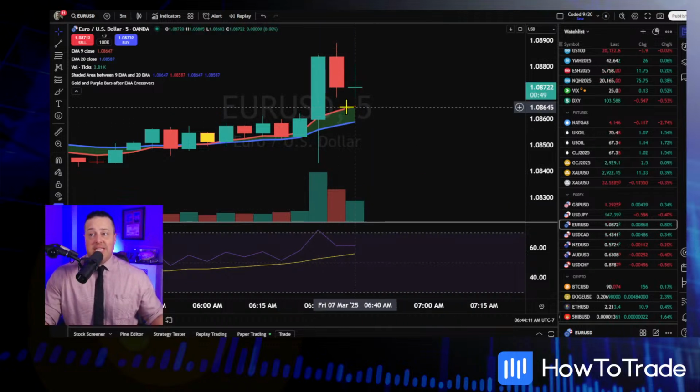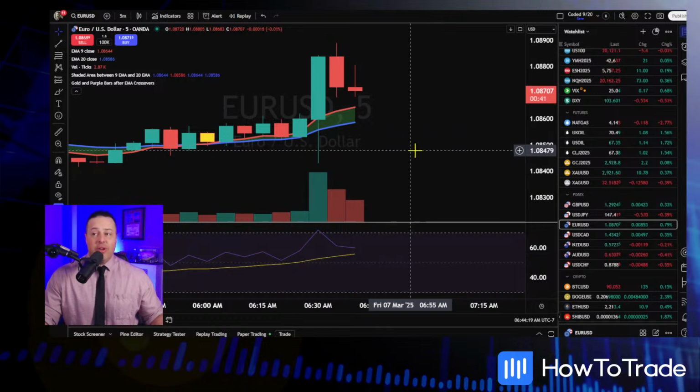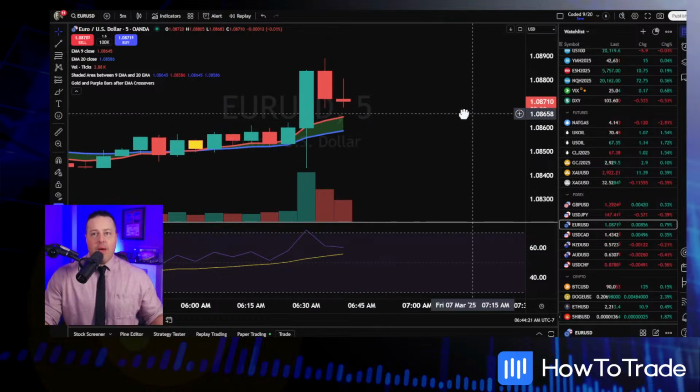You're going to be looking to sell this thing with the crossover with the red. You're going to be looking to get short when the red crosses the blue. So when the 9 crosses under the 20, you're going to look to get short. Can we do it? Yeah, we can do it.